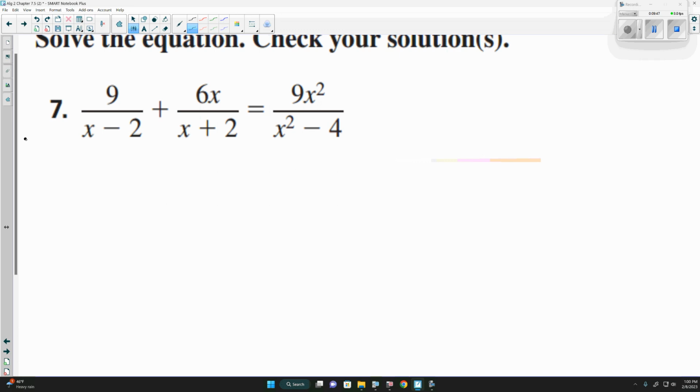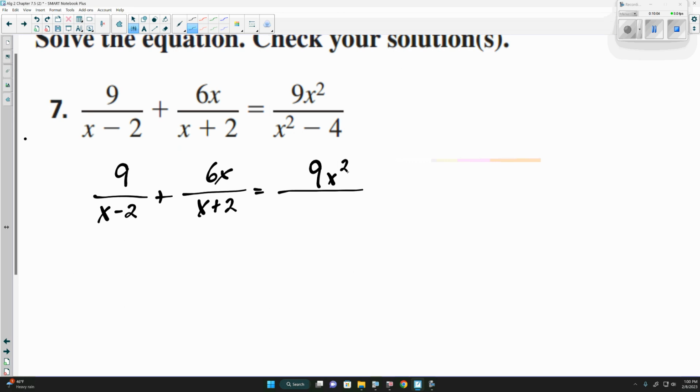We're going to look at 2 more, this one and 1 more after it. Now the first thing we need to do with this is make sure all the denominators are factored, because once we get them all factored, we can find our restrictions, multiply, and solve. So the only one we need to factor is the x squared minus 4. Well, it is a difference of perfect squares, so we get x plus 2 and x minus 2.